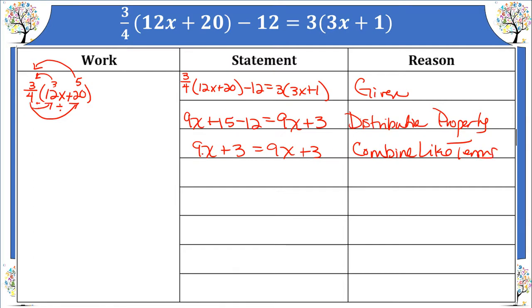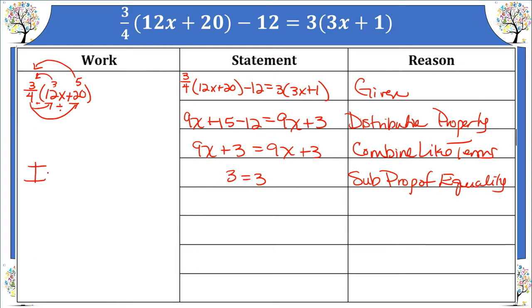Now we see we have a variable on the left and a variable on the right. So I'm going to subtract those out. And when I subtract 9x and 9x, I get 3 equals 3. So that was the subtraction property of equality. And I'm left with no variables in a true statement.